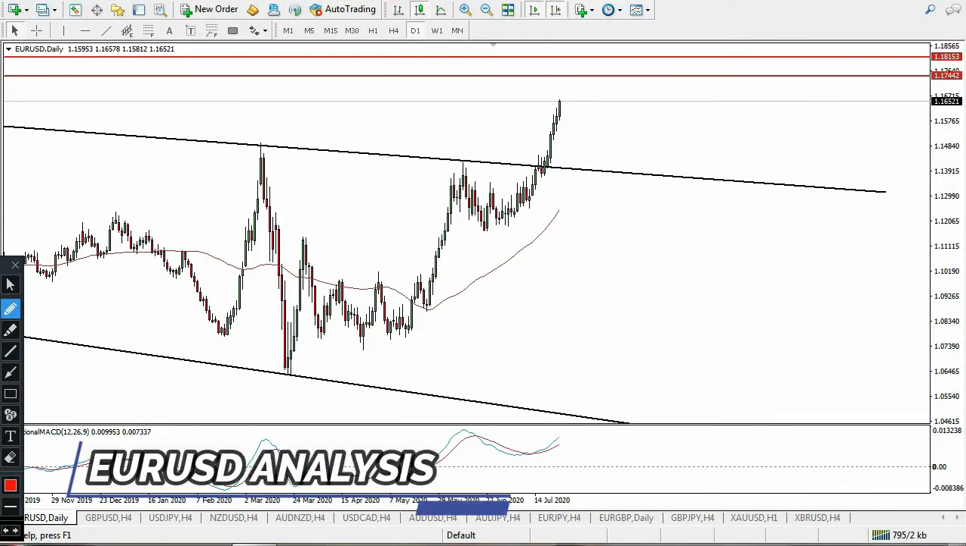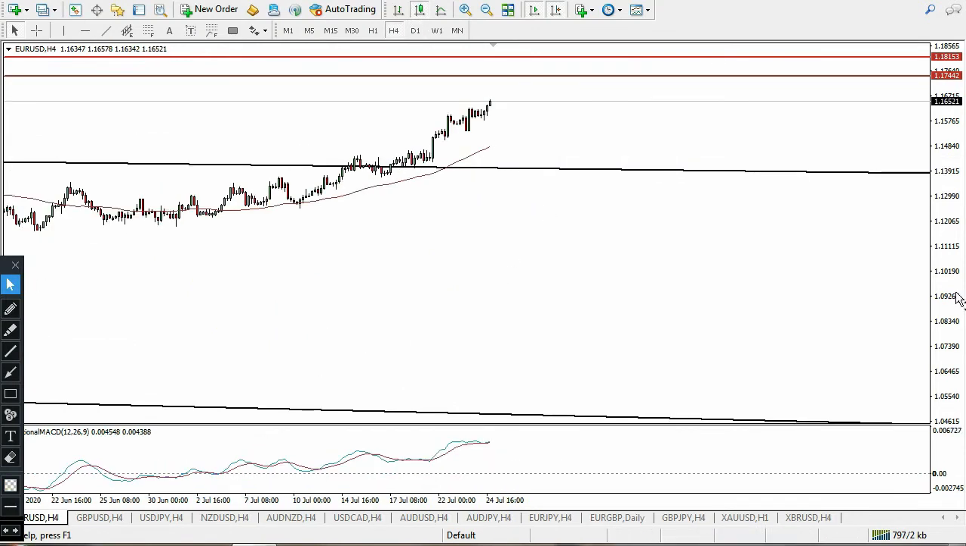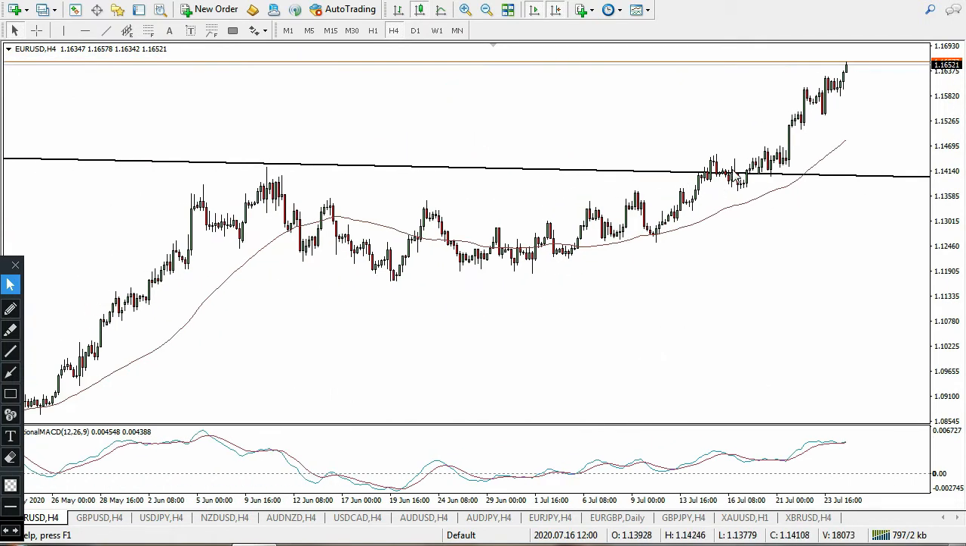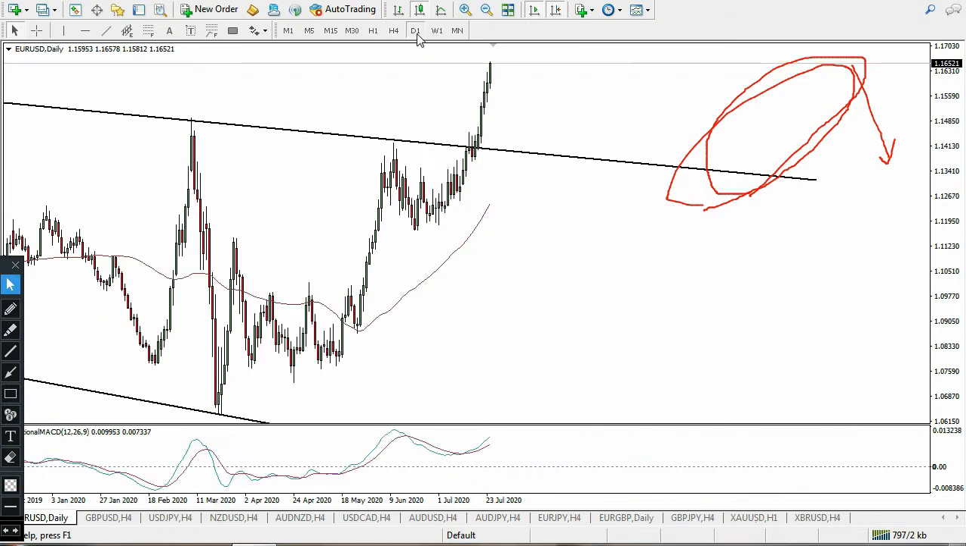So this is the Euro USD chart. As I told you last week, we might see some downside move, but I also mentioned that we might see some upside spike before going downwards, and the price was moving as expected. So what will be the next move of Euro USD? Let's jump to the daily time frame for the detailed analysis of the Euro USD.